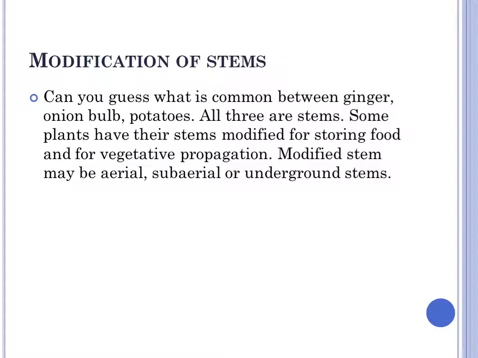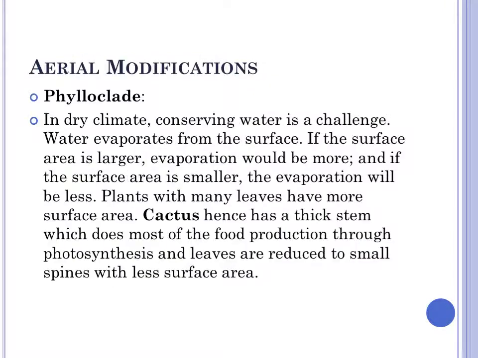Modification of stems. Can you guess what is common between ginger, onion bulb, potatoes? All three are stems. Some plants have their stems modified for storing food and for vegetative propagation. Modified stems may be aerial, subaerial or underground stems.